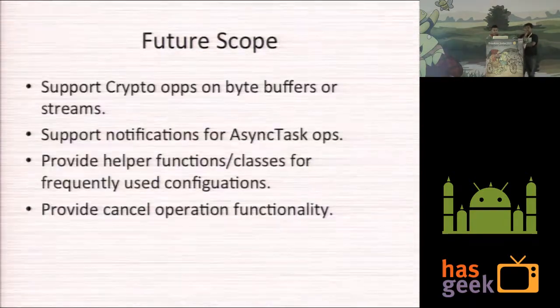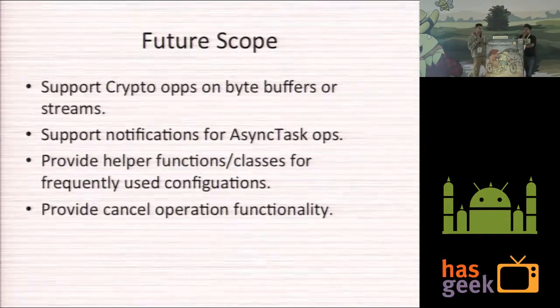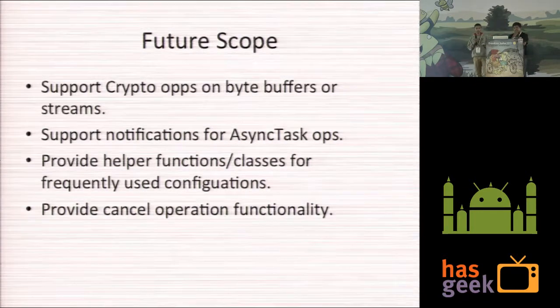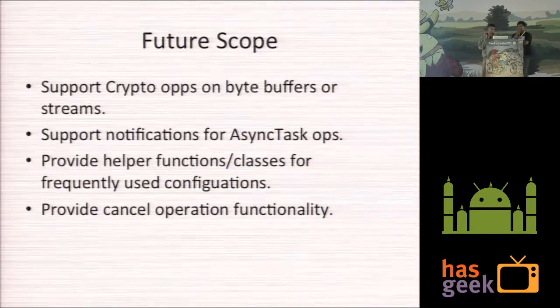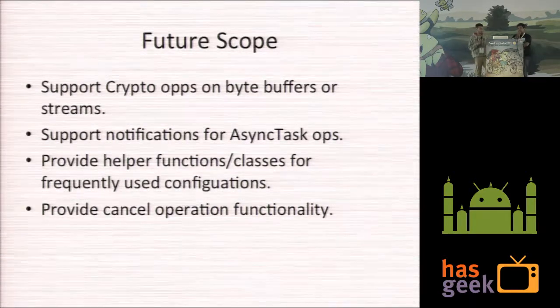Now I'll skip the architecture overview and come to the future scope. What we plan to develop in the near future is to support byte buffer encryption as well as stream encryption, which is not supported right now. Only file encryption is supported.